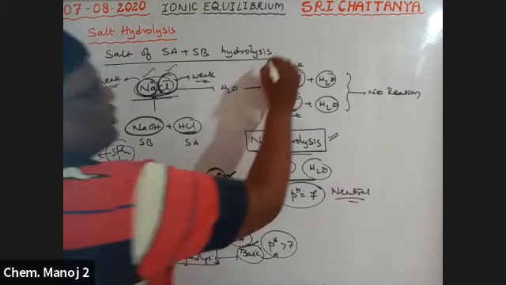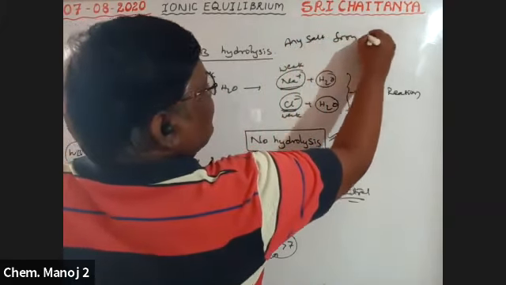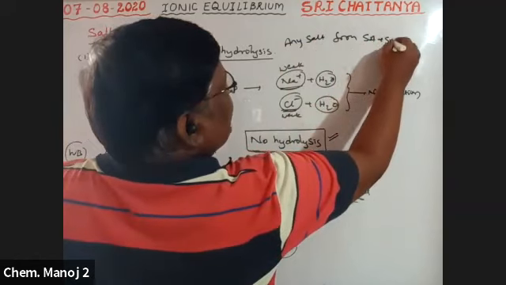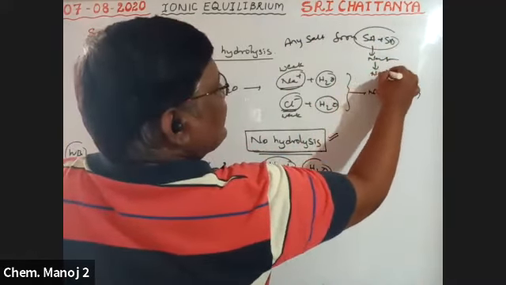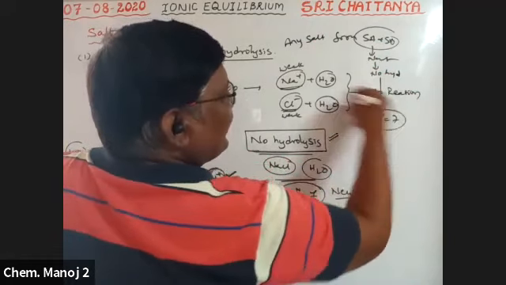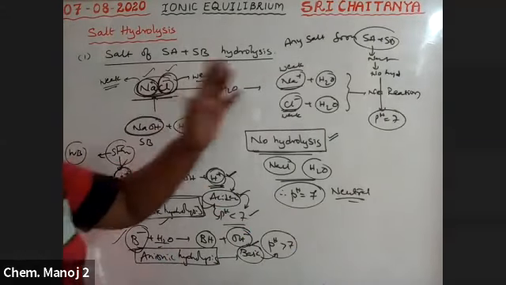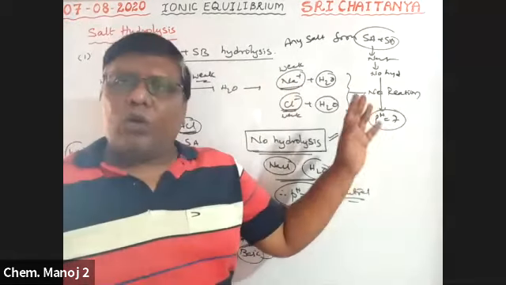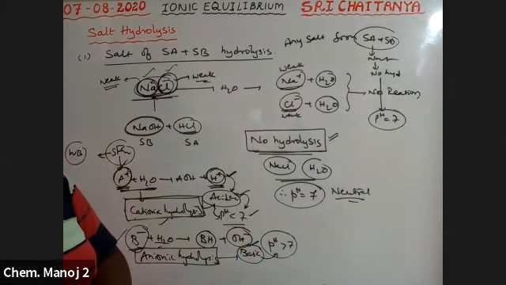Therefore, any salt from a strong acid plus a strong base is always neutral. No hydrolysis takes place, therefore pH is equal to 7. No hydrolysis takes place because both the cation and anion are weak. Those ions do not react with water. Therefore, the solution is neutral in nature.